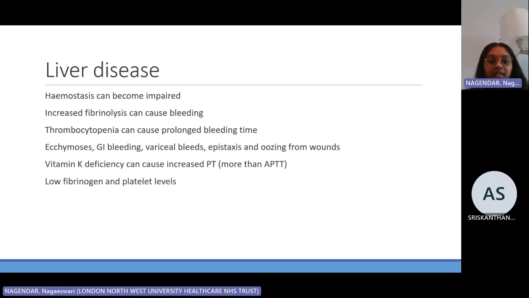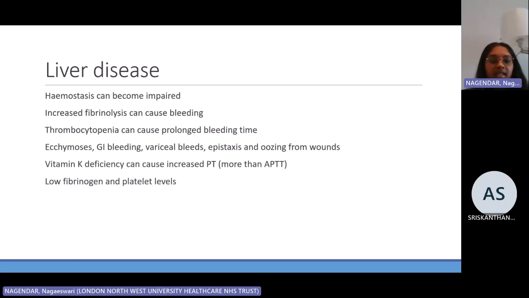Vitamin K deficiency itself can also cause increased prothrombin time more than the APTT. You can also get low fibrinogen and platelet levels. Things that can reduce your platelet levels and cause thrombocytopenia include portal hypertension, splenic pooling, alcohol, viral infection, and drugs as well.